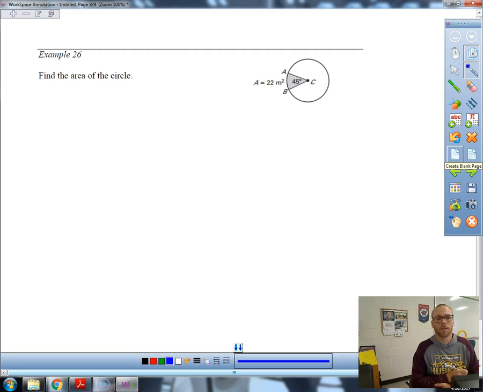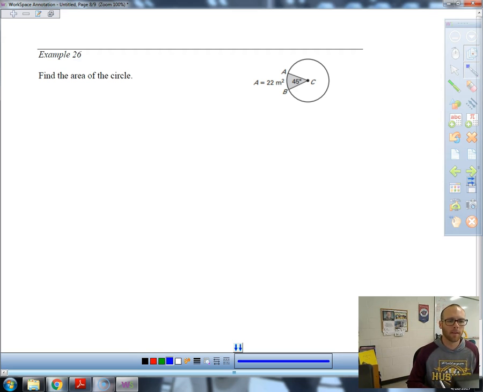All right, find the area of the circle. Okay. Now, what do we know in this one? Can we figure out the fraction of the circle that we have? Yes, we can. We know the area of the sector is 22 square meters. Can we find the area of the entire circle? Well, what do we know about the area of a sector? It's a fraction of the area of the circle. Okay. So let's replace the area of the sector with 22 equals, what fraction of the circle is this sector? 45 out of 360. Okay. Of, what do we do?